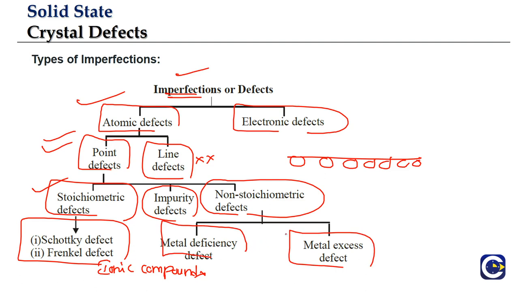So we are going to be focusing on atomic defects. Within atomic defects we'll look at the point defects. We are not going to consider the line defects. Within point defects we have three subcategories: stoichiometric, impurity, and then non-stoichiometric. In the stoichiometric defects for the ionic compounds, our focus will be on Schottky defect and then Frenkel defect. In the non-stoichiometric defects we will be looking at the types of metal deficiency defect and then metal excess defects.